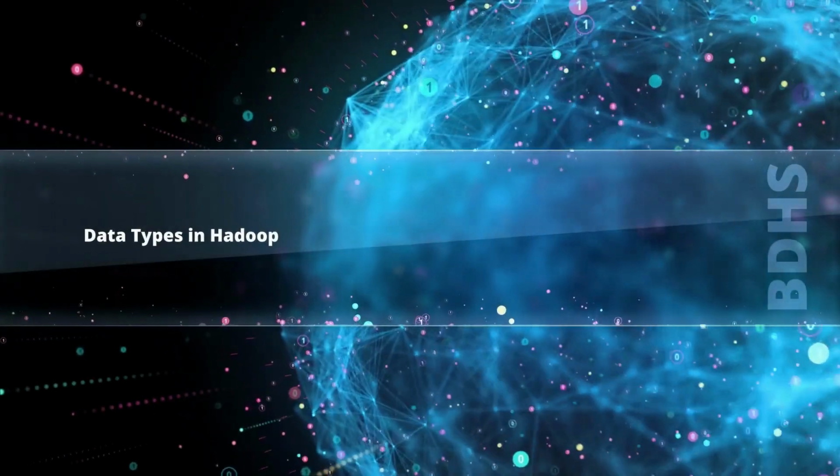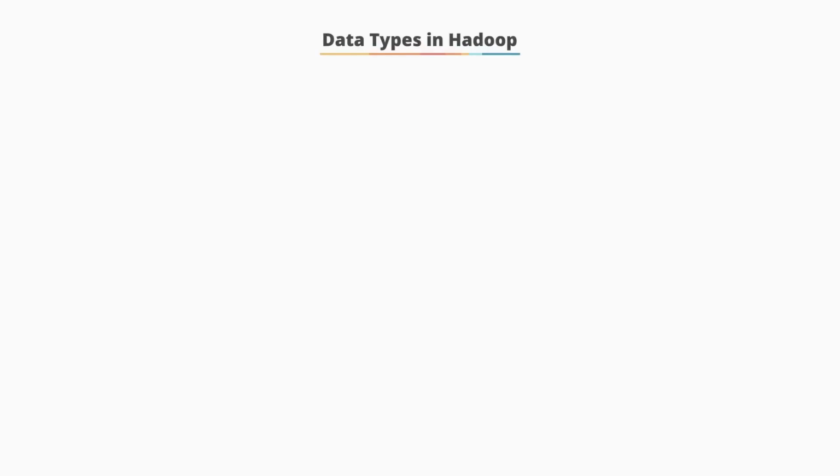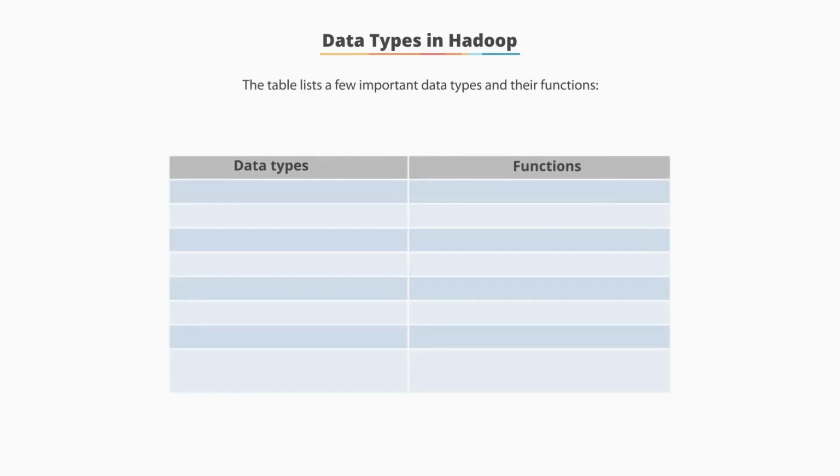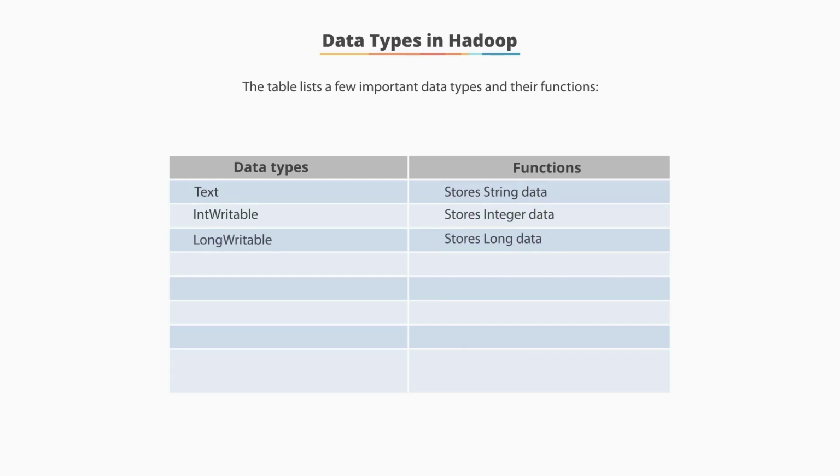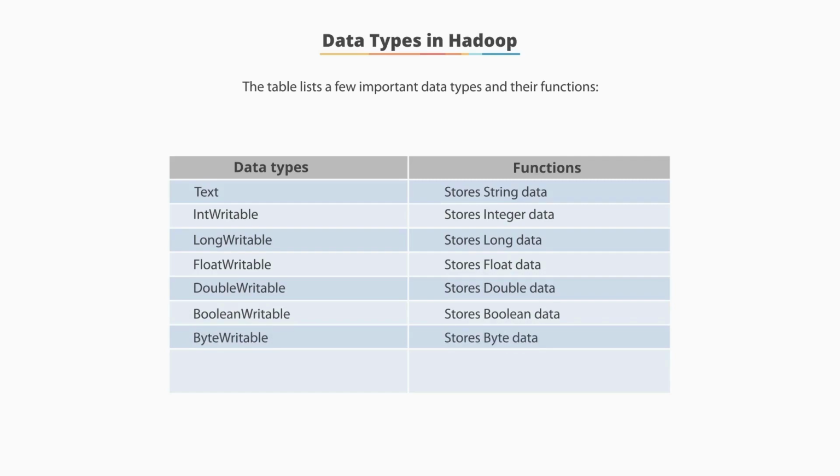Data types in Hadoop. The first data type is text. The function of this data type is to store string data. IntWritable stores integer data. LongWritable, as the name suggests, stores long data. Similarly, other data types are FloatWritable for storing float data and DoubleWritable for storing double data. There are also BooleanWritable and ByteWritable data types. NullWritable is a placeholder when a value is not needed.